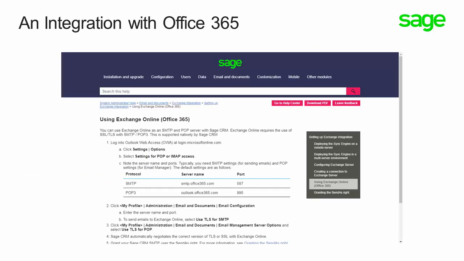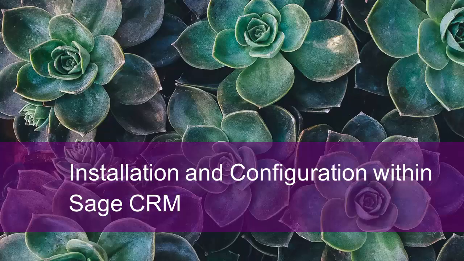For details of how to handle the integration with Exchange Online, I've obviously talked about the setup for 2013 and 2016. Then you need to refer to the Help Center and documentation. So just go to help.sagecrm.com. Let's now turn to how we can configure the integration inside Sage CRM.